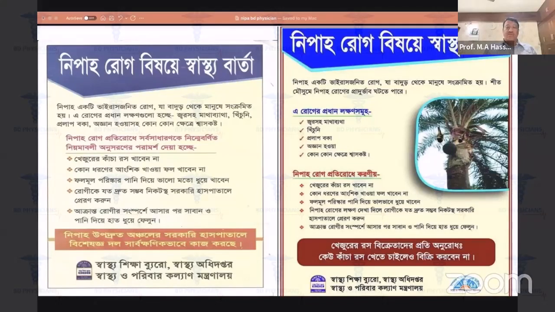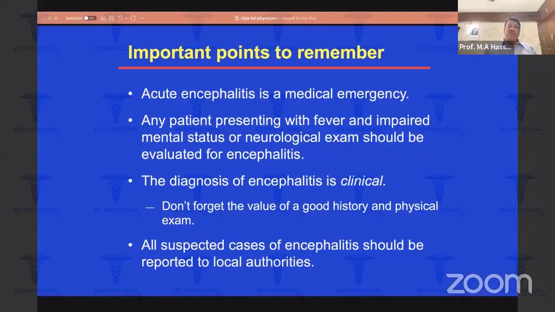So what we have to remember: acute encephalitis is a medical emergency. Any patient with fever with impaired mental state or neurological examination should be evaluated for encephalitis. Diagnosis of encephalitis is mainly clinical. Do not forget the value of good history and physical examination. All suspected cases of encephalitis should be reported to the local authority, especially the civil surgeon, to prevent further outbreak or further incidence of cases in that locality.